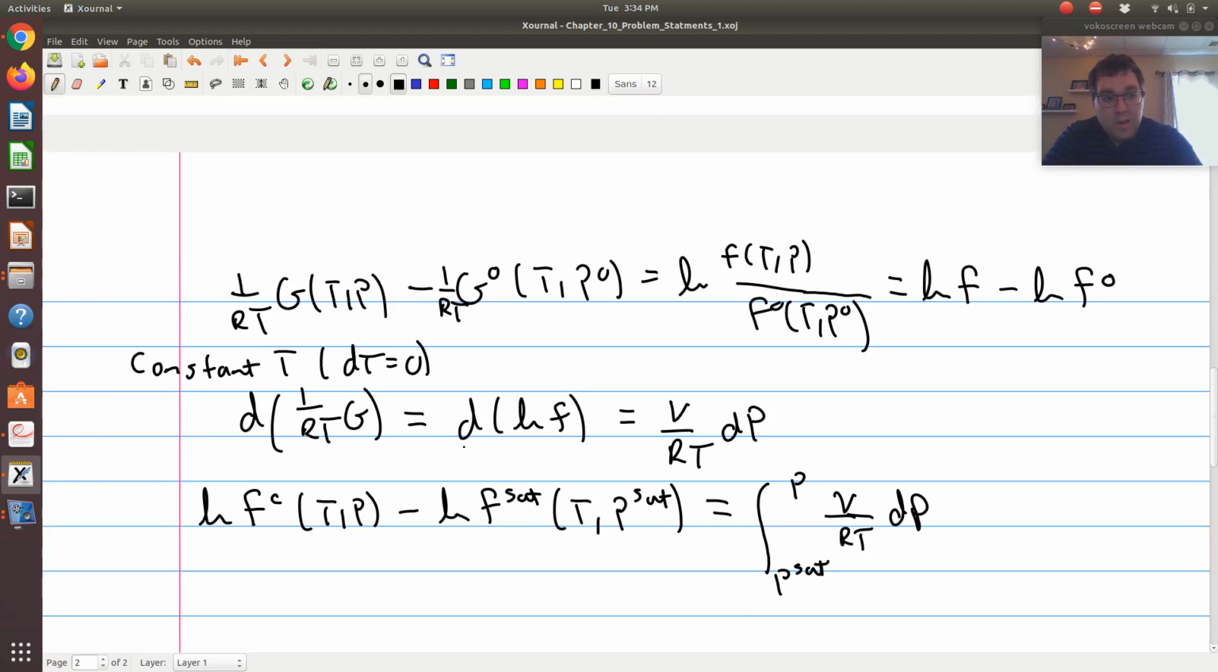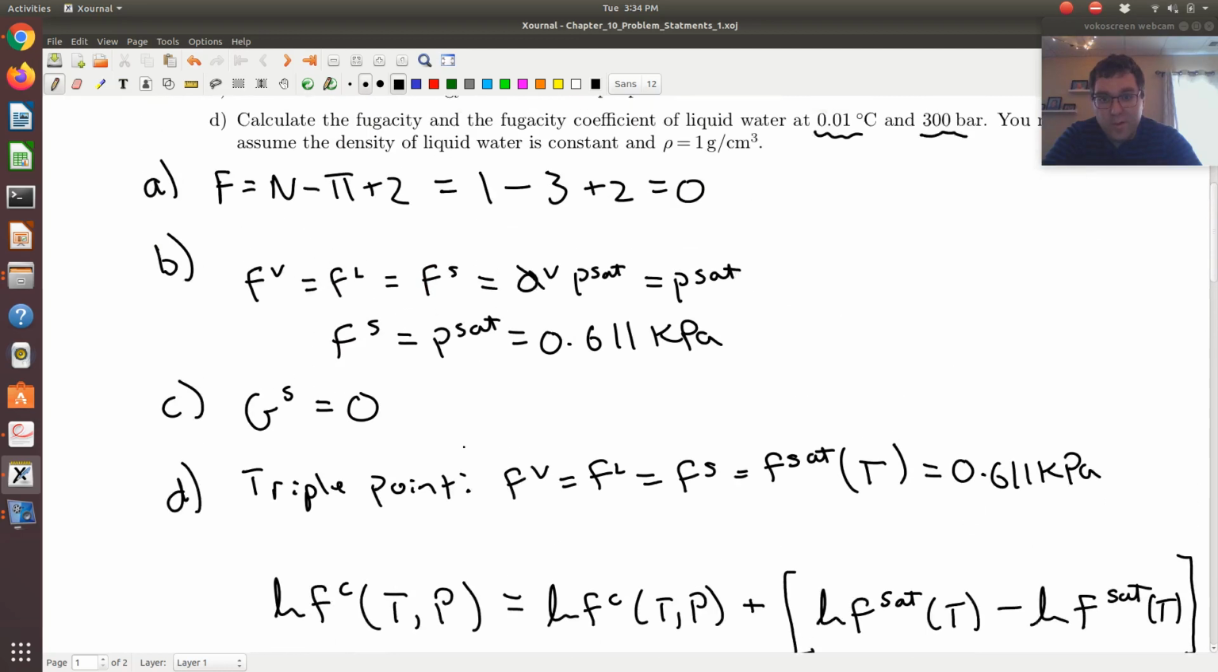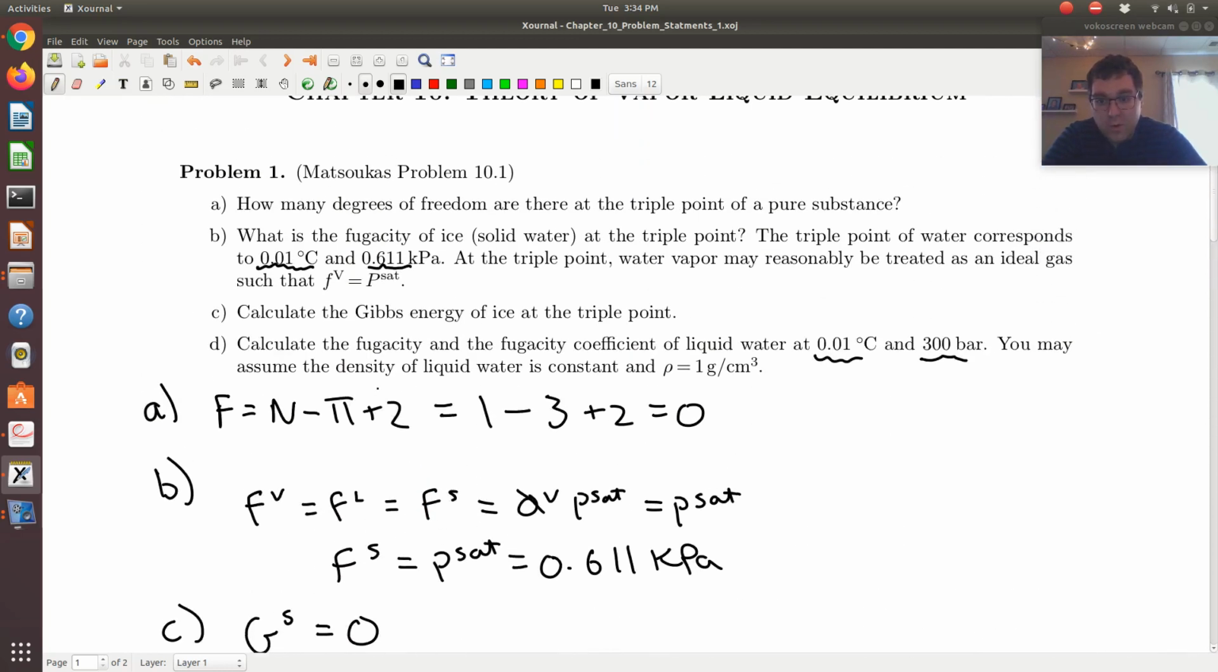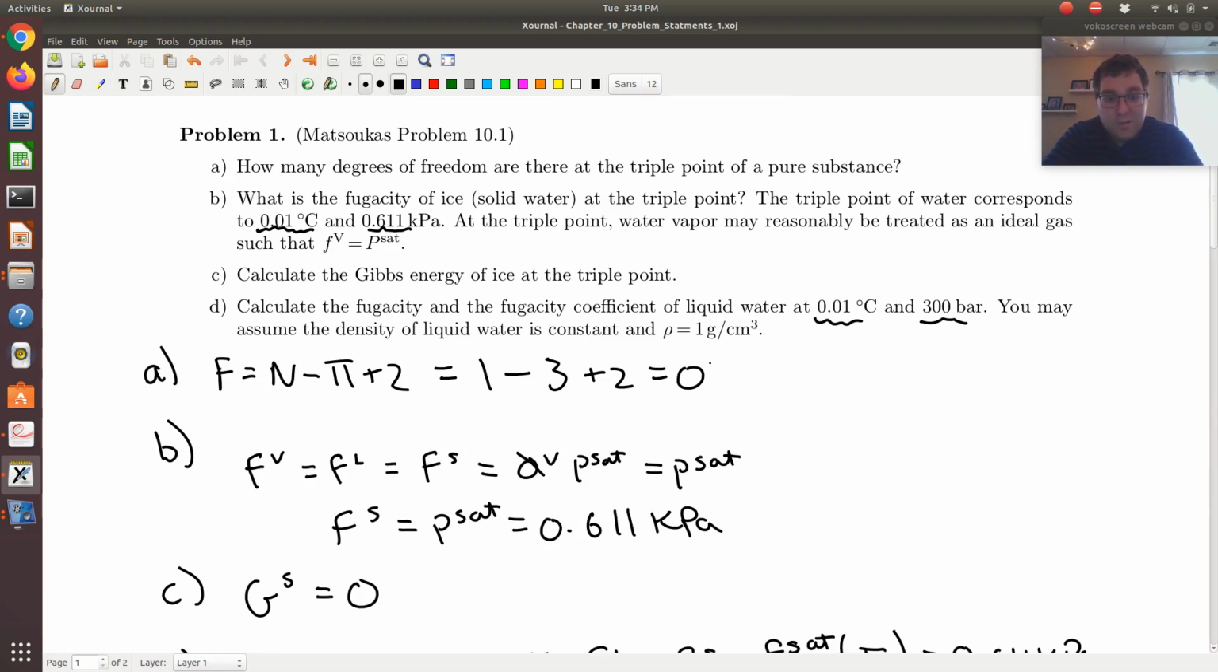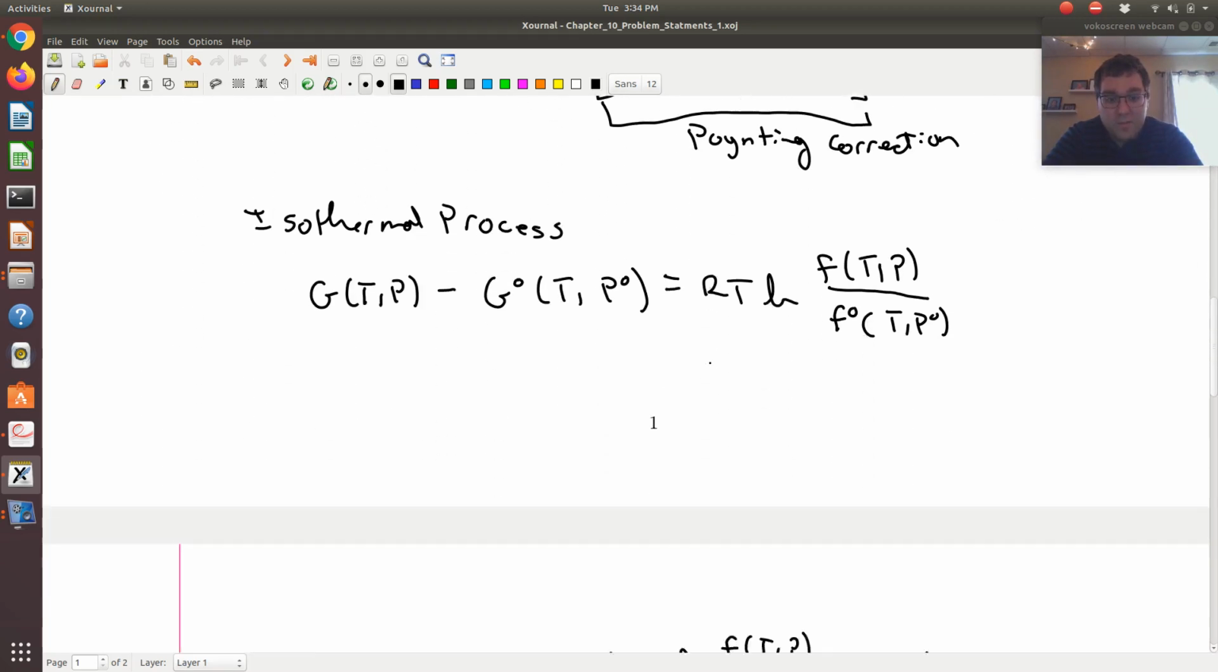Now the last key piece of information we'll take from the problem set is that we're told to assume that the density of liquid water is constant. Density here I have written as grams per centimeter cubed. We know the molecular weight of water is 18 grams per mole, so I could very easily convert that to molar density, moles per volume. Molar volume, which is volume per mole, would be the inverse of that. So saying density is constant would be the same as assuming molar volume is constant.